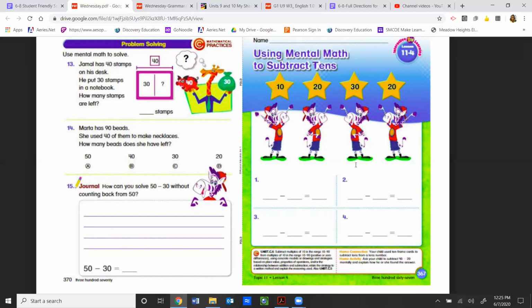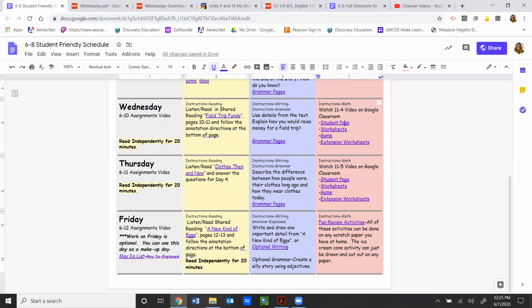Number 14, Martha has 90 beads. She used 40 of them to make necklaces. How many beads does she have left? Okay, let's go ahead and go back to our schedule and let's take a look at some of the other pages. Let's look at the worksheets.